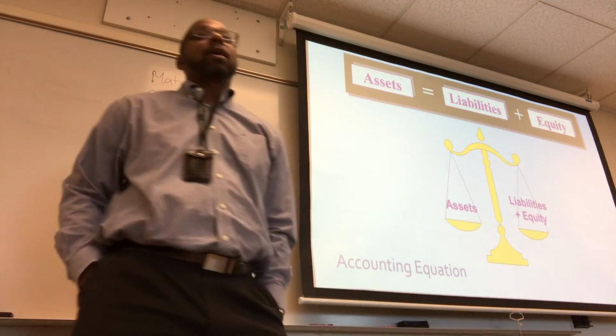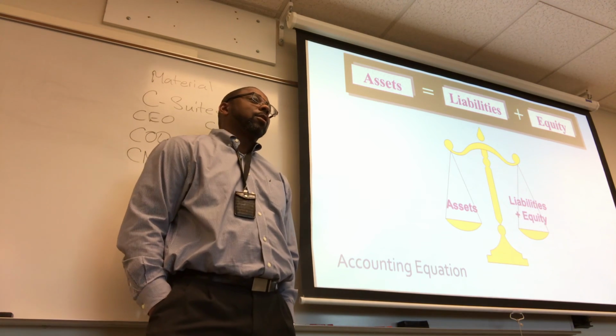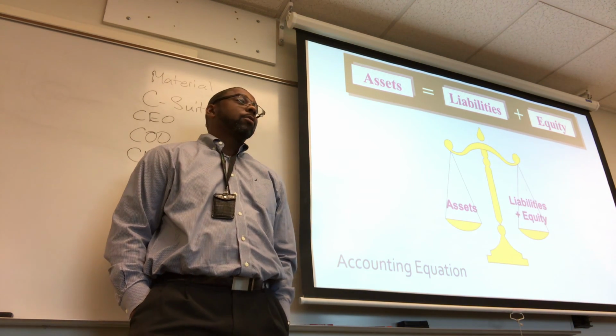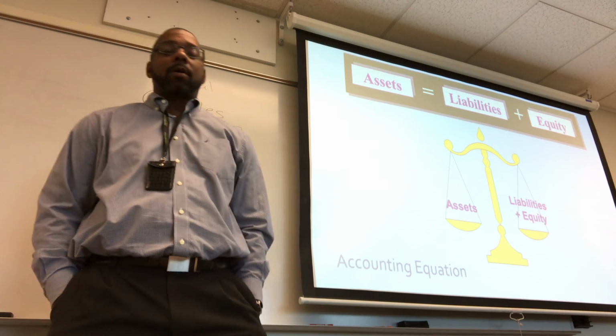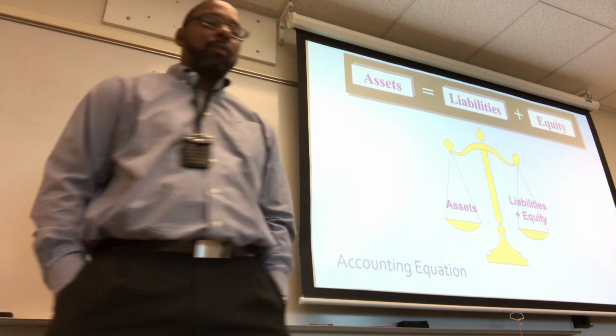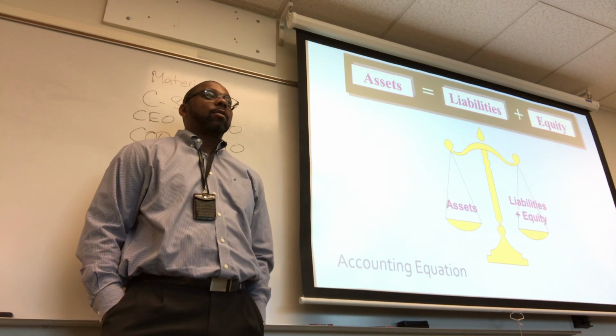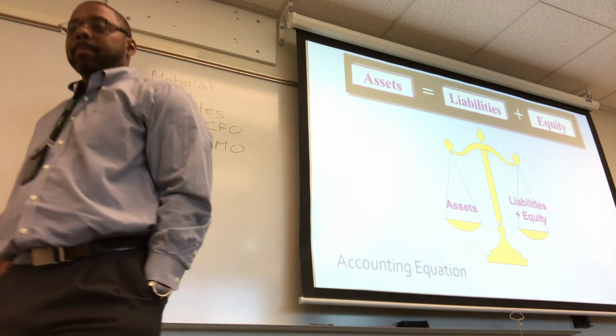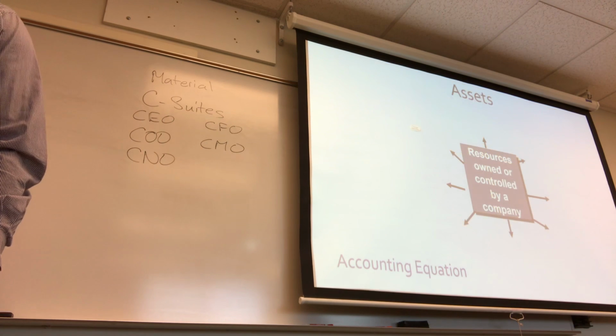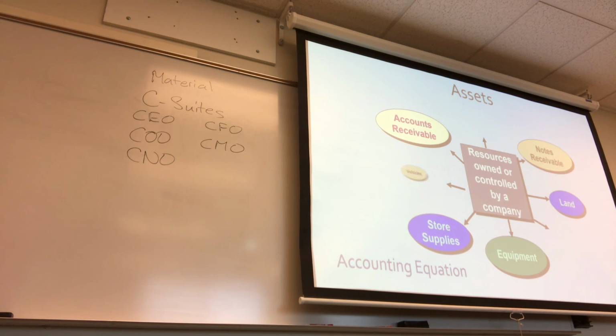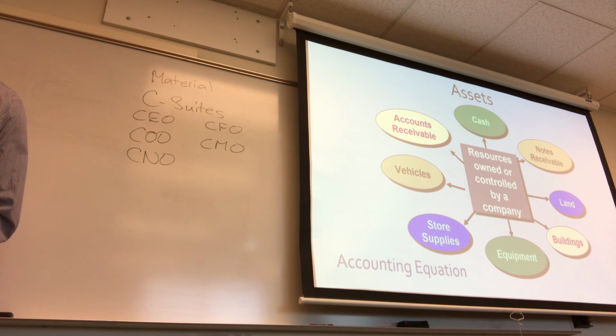So we'll start with the accounting equation. The accounting equation, in its simple form, this is not the long form, is assets equals liabilities plus equity. Assets equals liability plus equity. And assets are what? They're resources that are controlled or owned by the company. They are represented by things like cash, accounts receivable, notes receivable, vehicles, equipment, supplies, land, buildings.